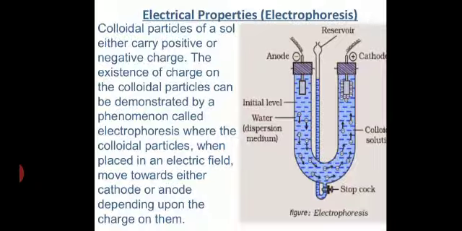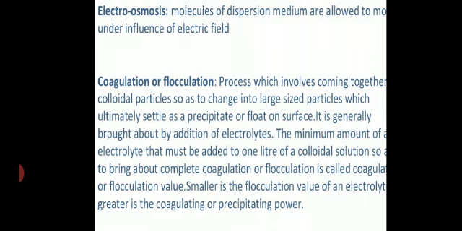For example, for cathode we can say cataphoresis. Similarly, we have also got electroosmosis. Electroosmosis may be defined as a movement in which the molecules of the dispersion medium are allowed to move under the influence of the electric field. Here the particles are moving in case of electrophoresis, the particles move under the influence of the electric field. But here the medium is moving. Got it? Try to know the difference.